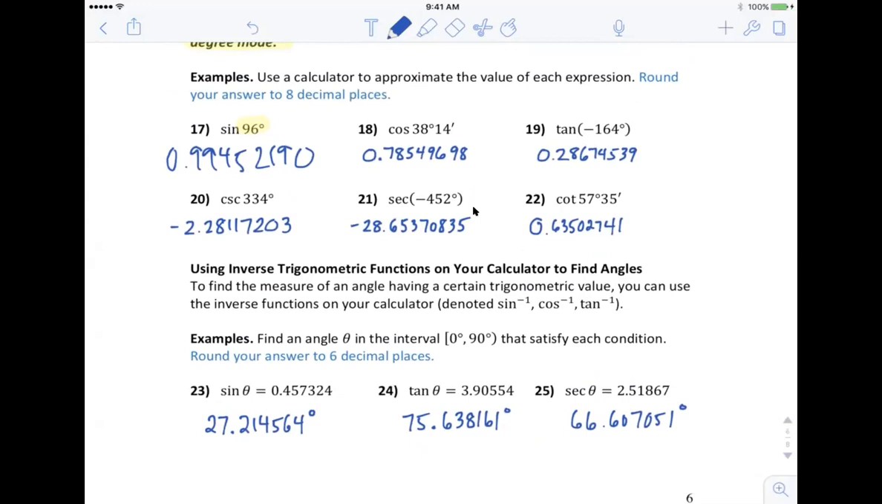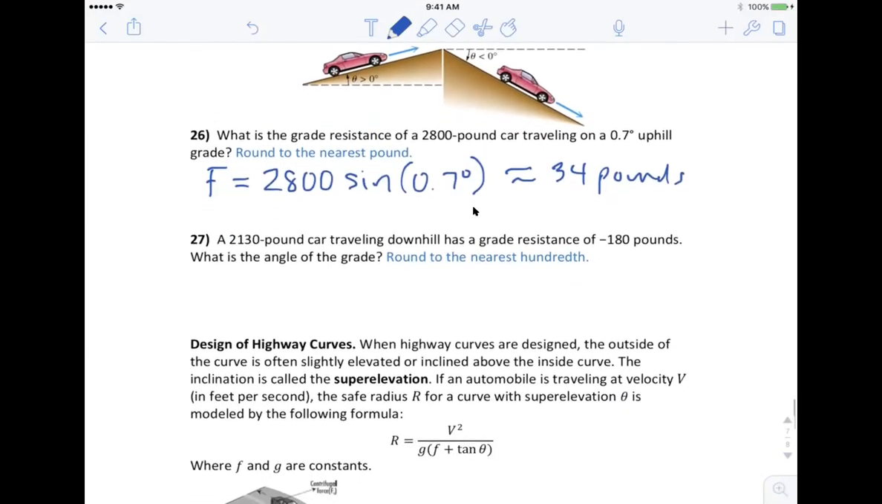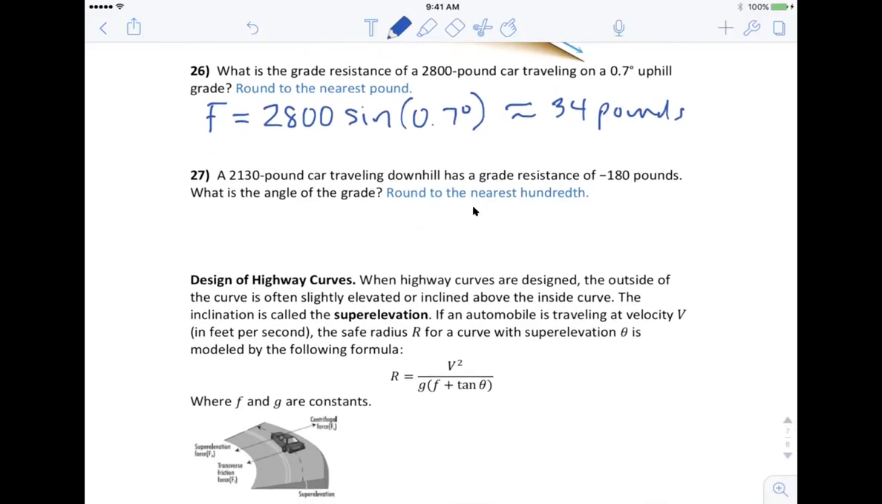Okay, and then we're on to number 27. Number 27 gives you the weight of the car and then the grade resistance, and you have to find the angle of the grade. So we have our formula, F equals W sine theta. What do we know? F is the grade resistance, that's negative 180. W is the weight, 2130, and then we have sine theta. So here we have to solve this equation for sine theta. Got to use a little algebra here.